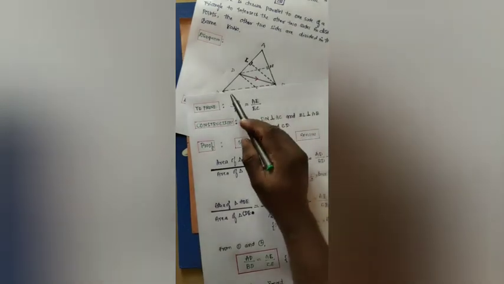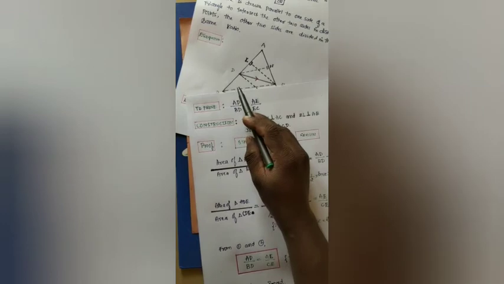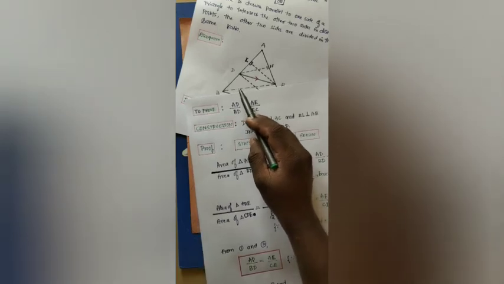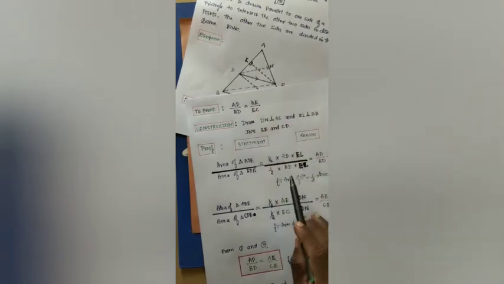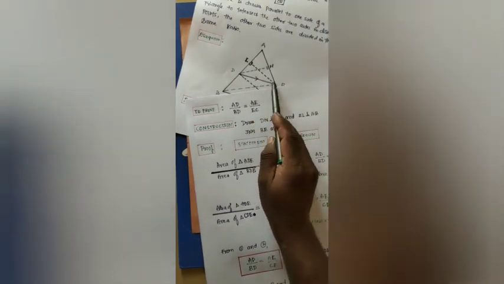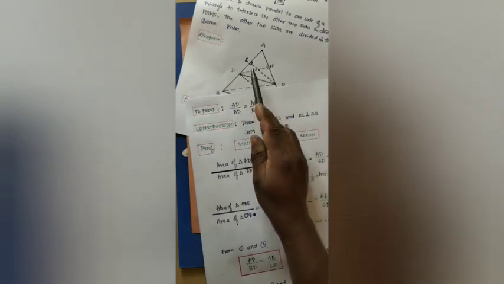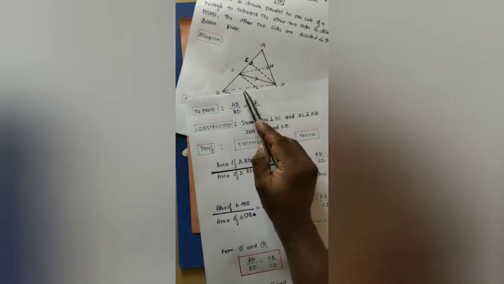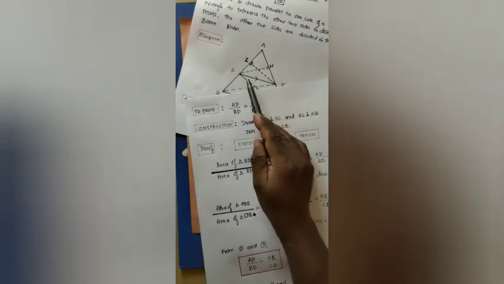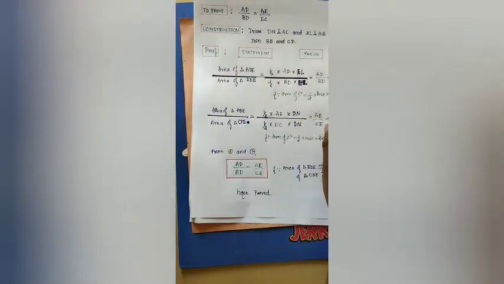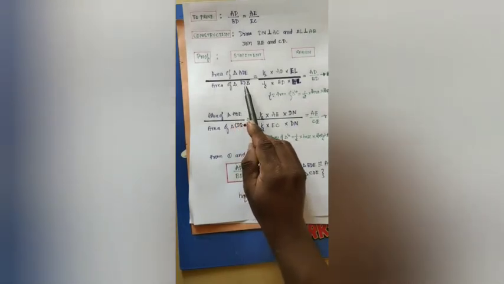Similarly, we have a triangle BDE. We know that the area of a triangle is half into base into height. So here, see triangle BDG, half into base BD, and its height is EL, because EL is perpendicular to AB. So here also we have a height EL. So the base is BD and its height is EL.